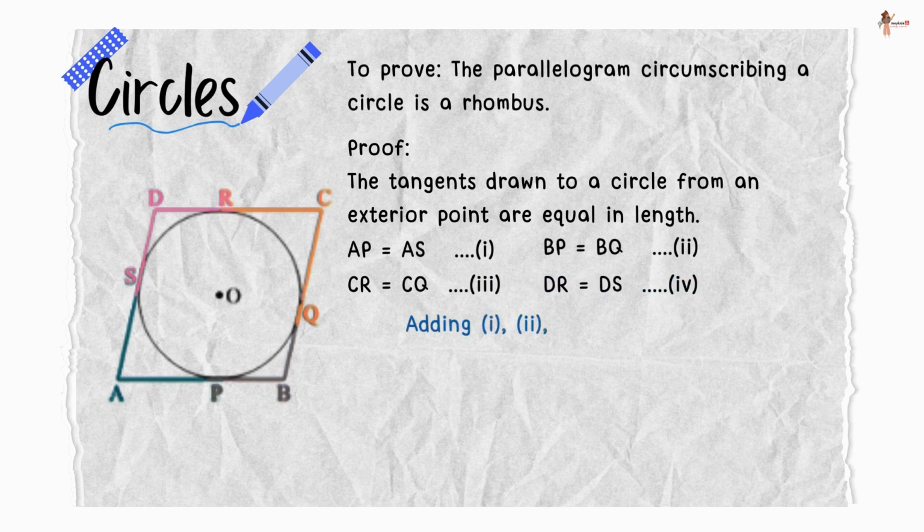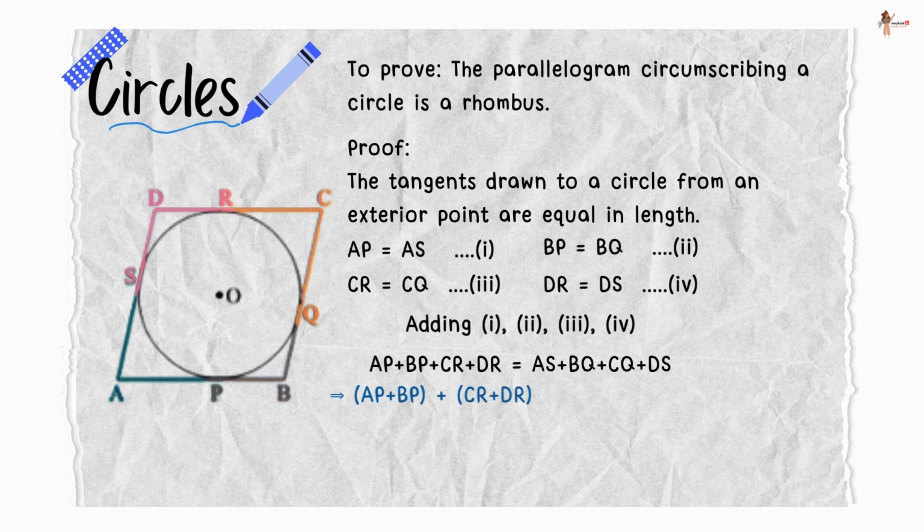Now adding 1, 2, 3 and 4, we get AP plus BP plus CR plus DR is equal to AS plus BQ plus CQ plus DS. Now let's regroup them. Now AP plus BP gives us AB, CR plus DR gives us CD, and AS plus DS gives us AD, and BQ plus CQ gives us BC, which means AB plus CD is equal to AD plus BC.